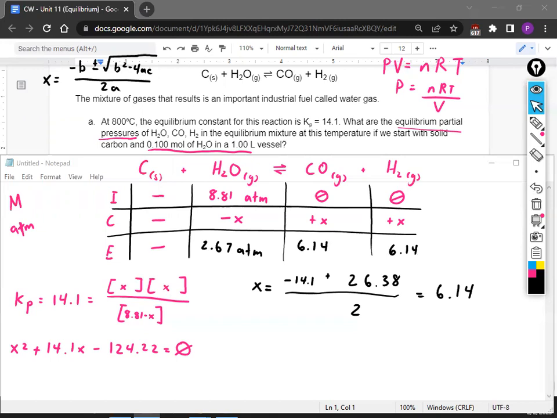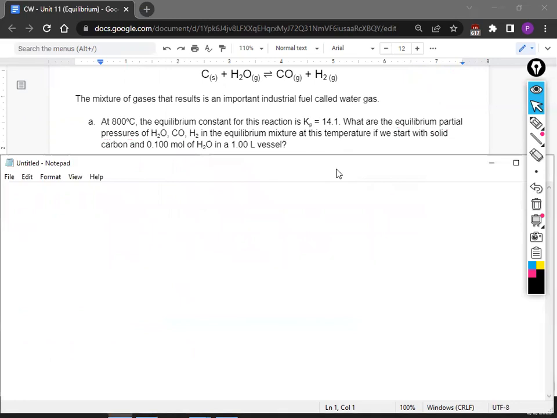All righty. Any questions about that one? All righty, let's move on. If you guys got this all copied down. Okay, we're gonna go to part B now.